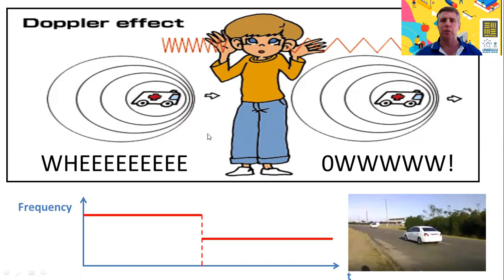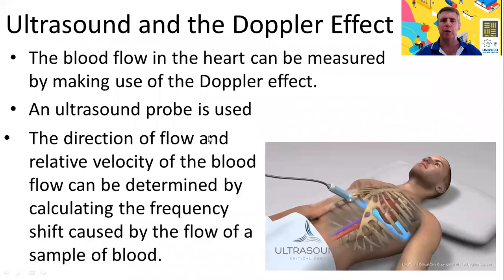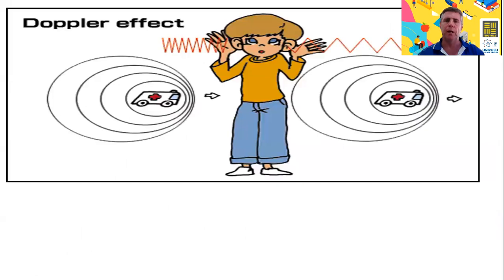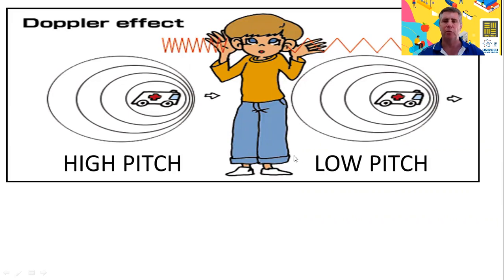Now, apart from listening to cars going past, the Doppler effect is very helpful, and it can be used to measure the blood flow in the heart without having to cut the person open or do anything inside the body. An ultrasound probe like this one can determine the direction of flow and relative velocity of the blood by calculating the frequency shift caused by the flow of a sample of blood. So great use of this effect in technology. Now, the Doppler effect, which we hear for sound, is a change from high pitch to low pitch.